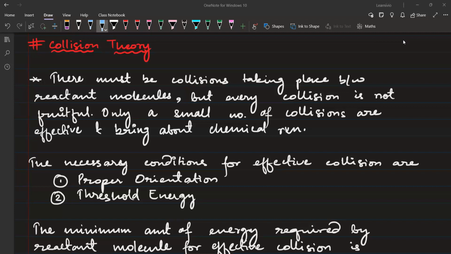So the initial statement is as it is, that there must be collision taking place between reactant molecules, but every collision is not fruitful. Only a small number of collisions are effective and they bring about chemical reaction. So इसका मतलब ये है कि not all collisions are effective. Now we are going to see why they are not effective.